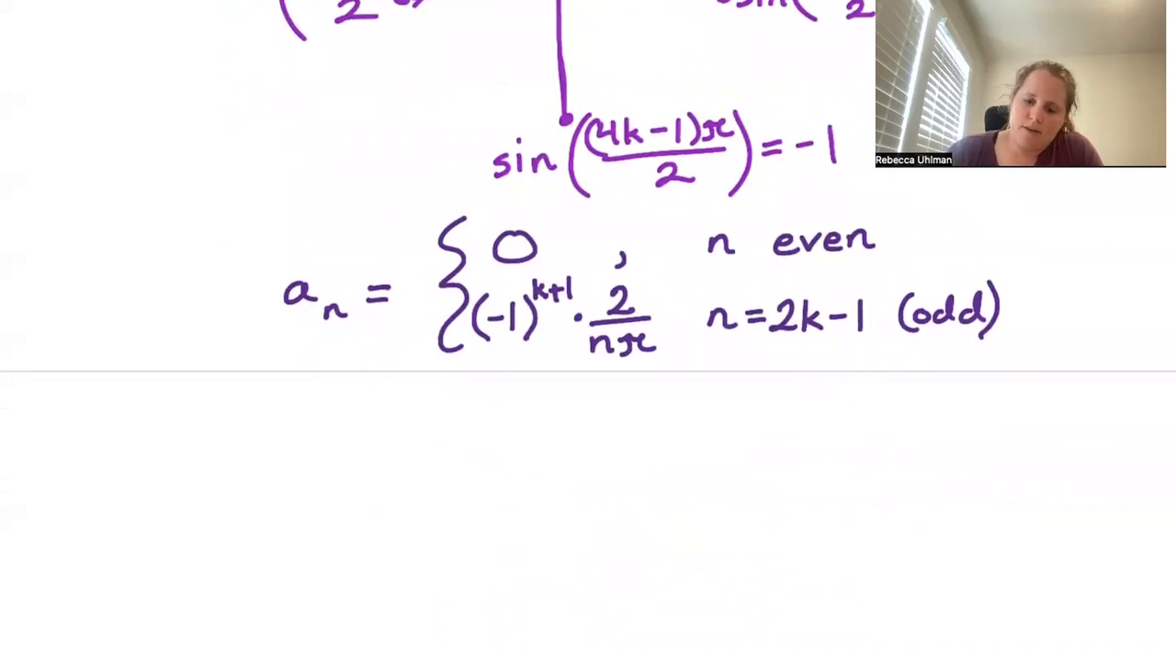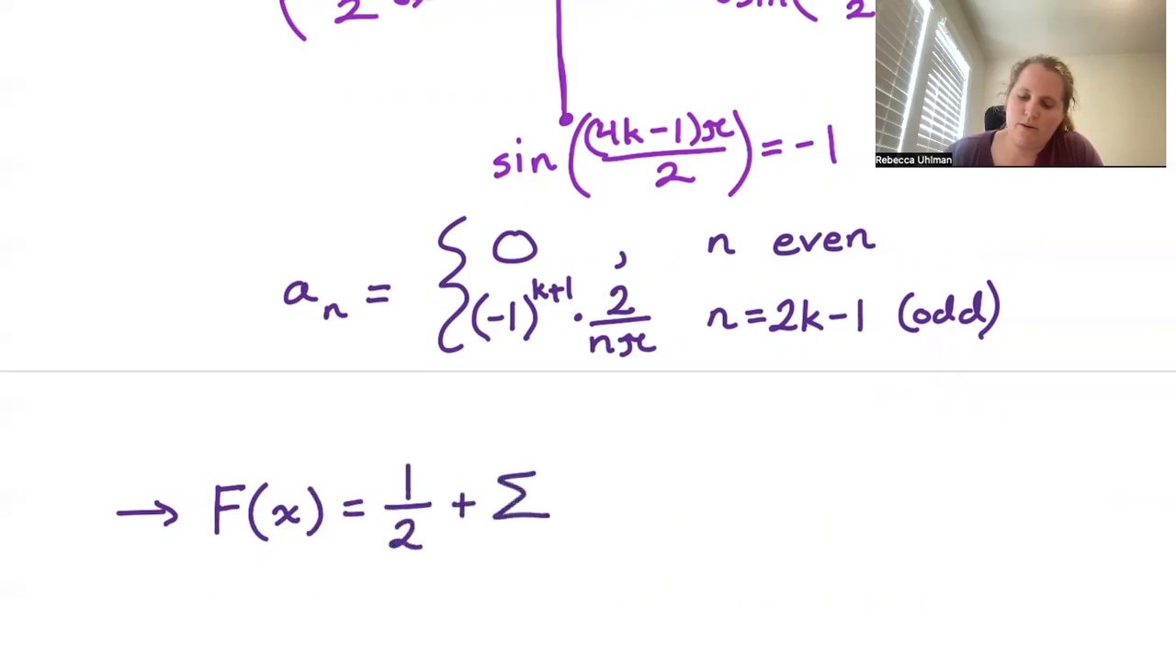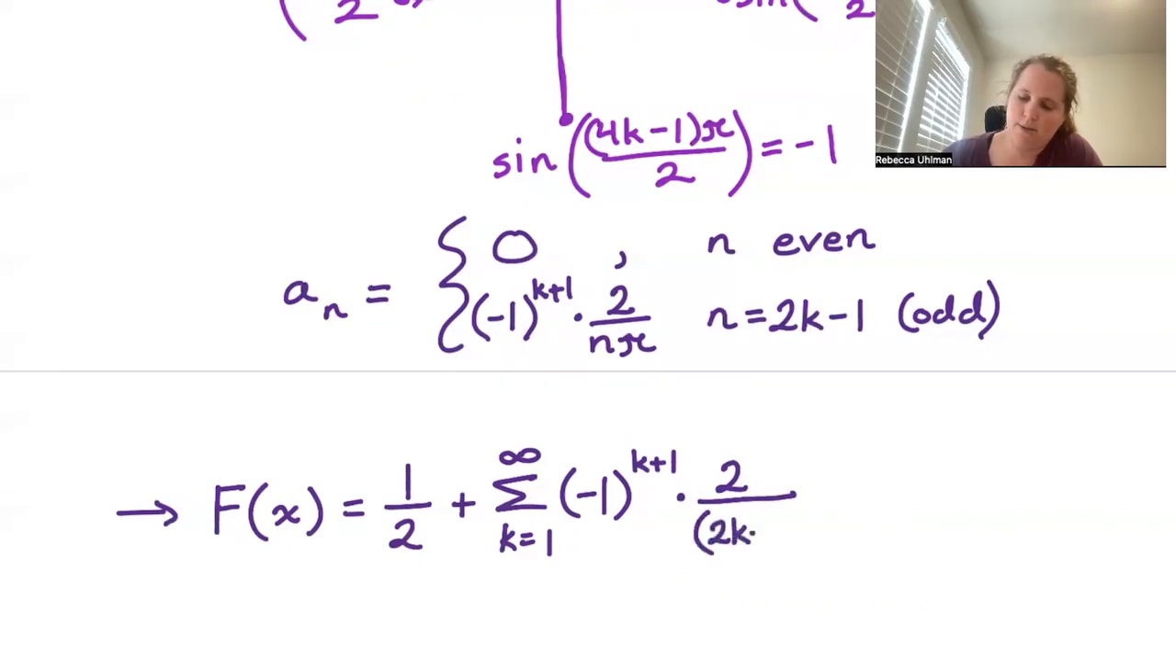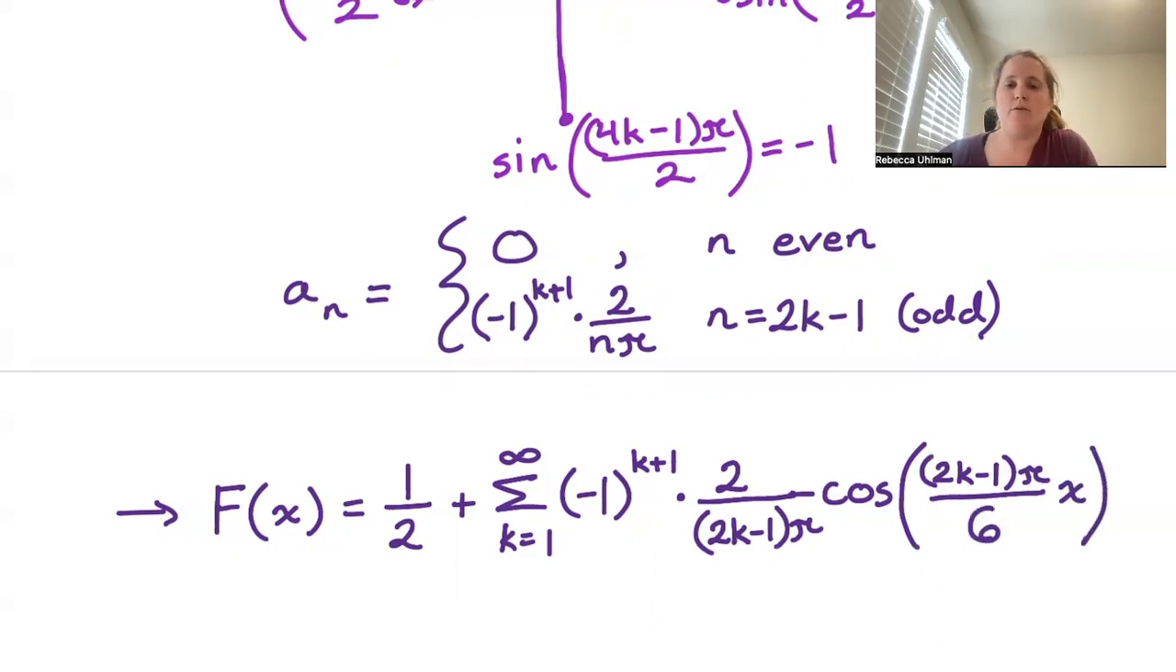So essentially what we get is that our f of x, our Fourier series, is equal to a naught, which was 1/2, plus the sum from n equals 1 to infinity. Or we can do the sum from k equals 1 to infinity, which is maybe easier, of -1 to the k plus 1 times 2 over n, where n is 2k minus 1. So 2 over 2k minus 1 times pi. And then, we're doing a cosine series, so times cosine of 2k minus 1 times pi over L, which is 6, and then x. So this is how we can go about finding a Fourier cosine series.